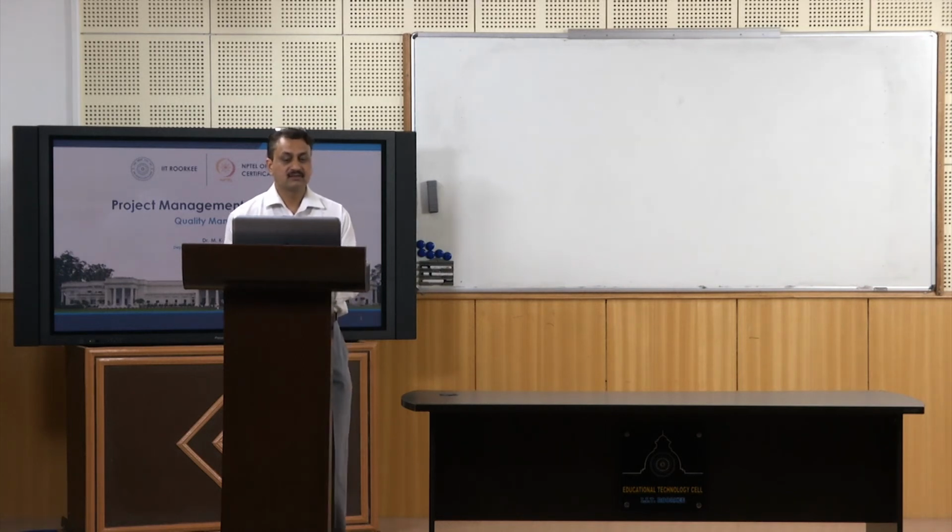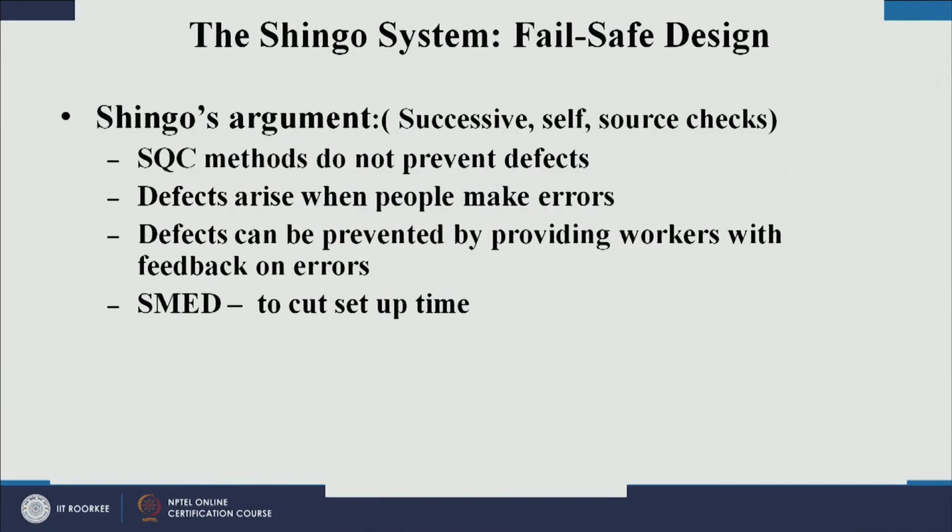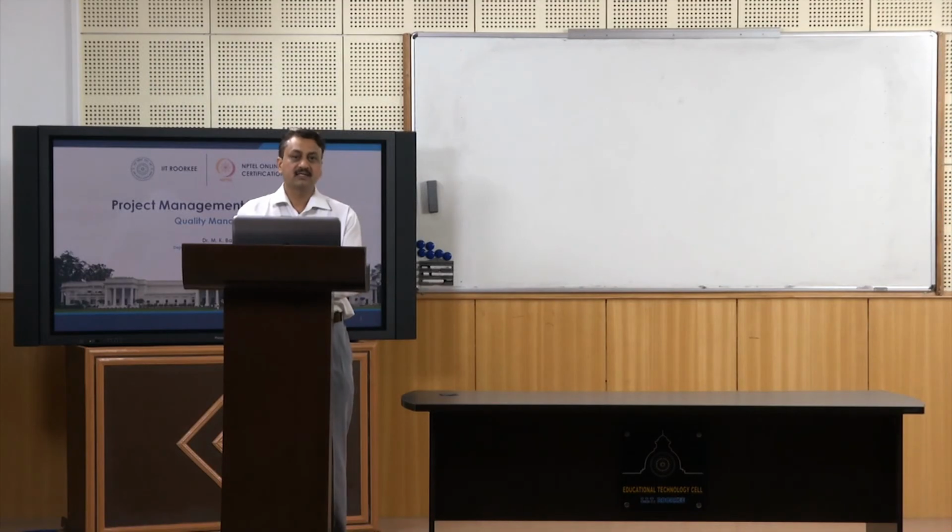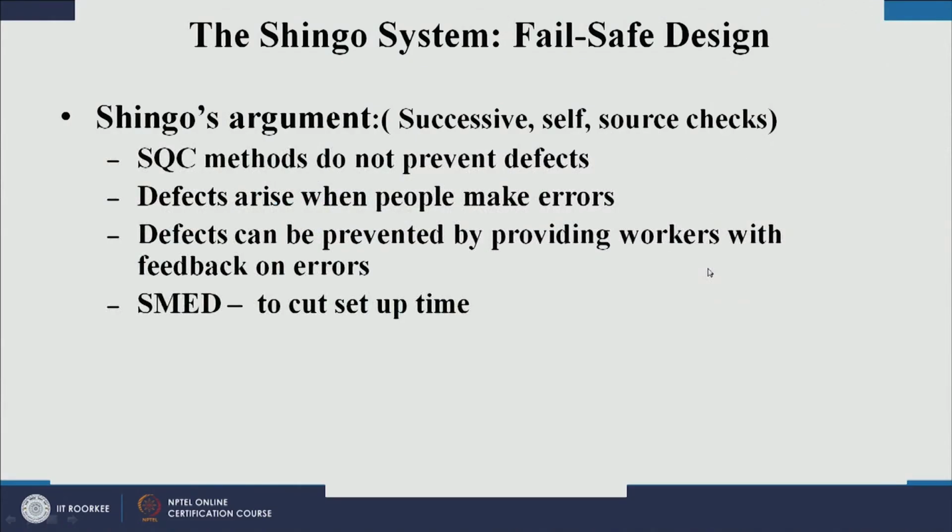And Shingo came up with several important points. He said that SQC methods do not prevent defects. In fact, he said that it is the employees who make mistakes or who are responsible for defects. Defects can be prevented by providing workers with feedback on errors. So, he focused on training and retraining of employees.